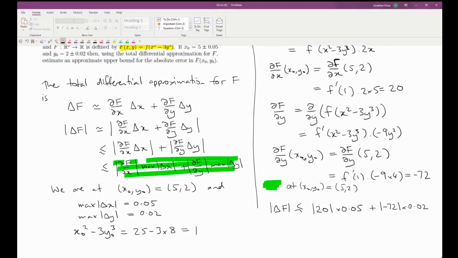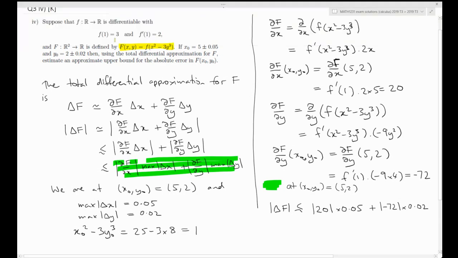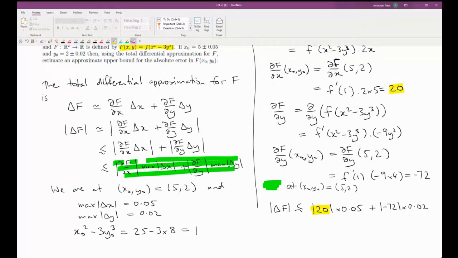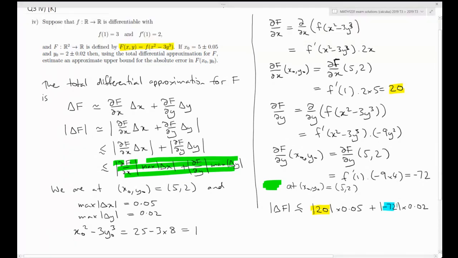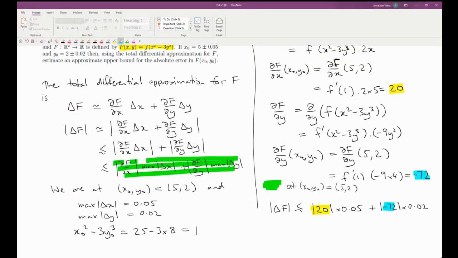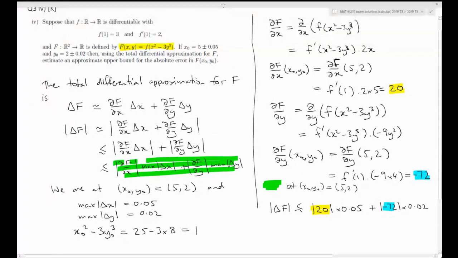So maybe I'll just highlight a few things here. So that 20 comes from there, and that 72 comes from there, and I think the 0.05 and 0.02, that's clear where that comes from. Okay, so now it's just a matter of working things out. This is 1 plus 1.44, and that's 2.44.